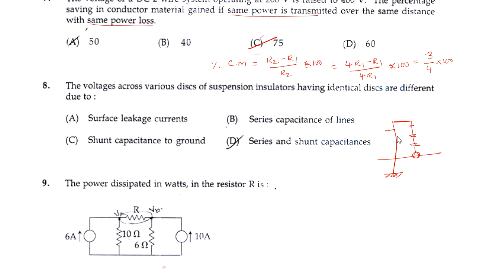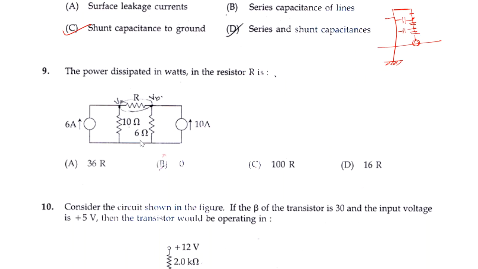Now the suspension type insulators have different voltages because each insulator has a metallic pin here, and this pole is grounded like this. That means there exist two metallic parts which separate some air here. So this will act as a capacitance. That capacitance we can call a shunt capacitance to ground. So the answer will be shunt capacitance to ground.